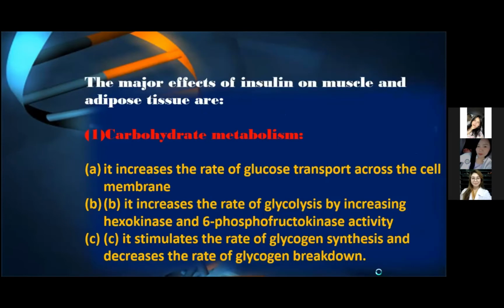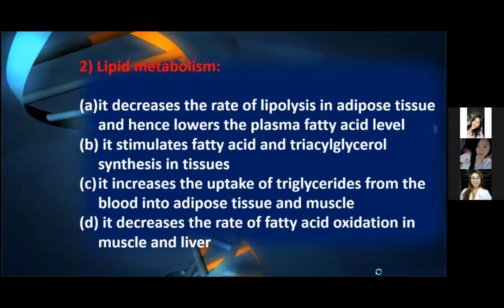Insulin also has a major effect on muscle and adipose tissue. We have the carbohydrate metabolism. First, it increases the rate of glucose transport across the cell membrane. It also increases the rate of glycolysis by increasing hexokinase enzyme and 6-phosphofructokinase activity. It stimulates the rate of glycogen synthesis and decreases the rate of glycogen breakdown.